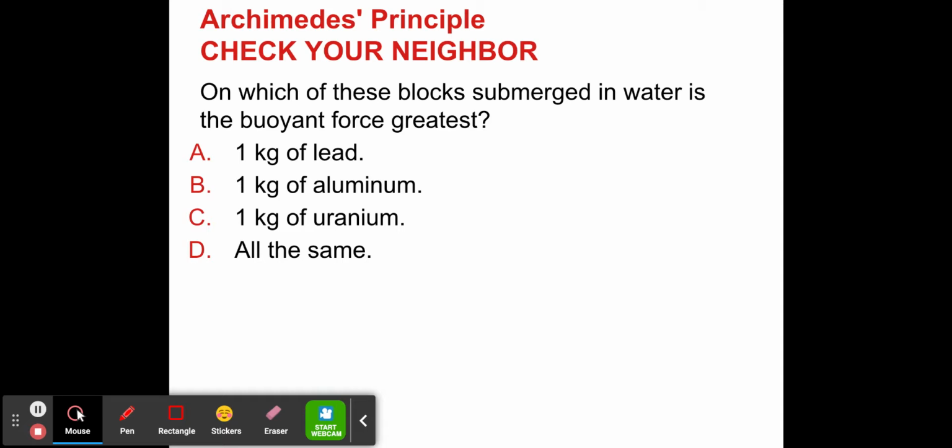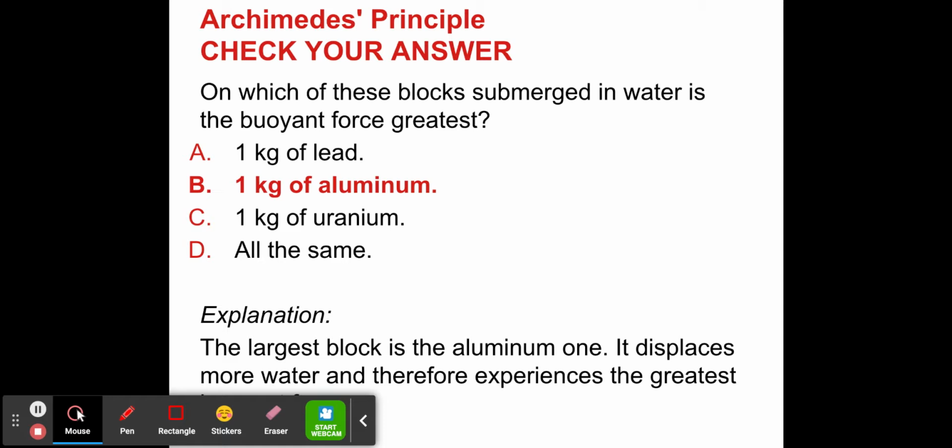On which of these blocks submerged in water is the buoyant force the greatest? 1 kilogram of lead, 1 kilogram of aluminum, 1 kilogram of uranium. So what we'll say here is the block that has a bigger volume, okay, because the largest block is the aluminum one. It displaces more water and therefore experiences the greatest buoyant force. So which one will displace more water will experience more force. Okay.